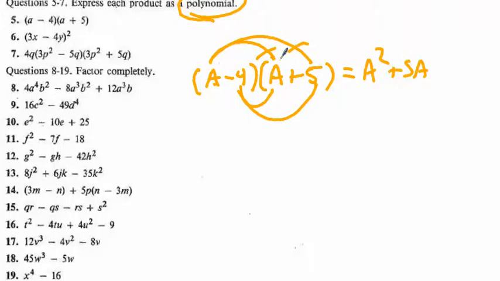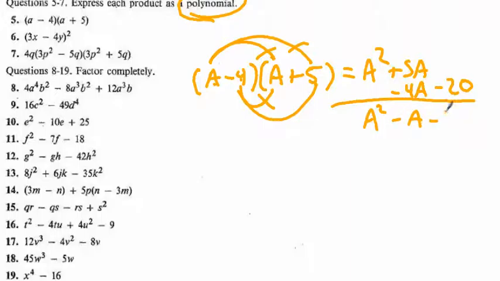Crossed it out because I did it. Negative 4 times a is negative 4a. Cross it out because I did it. Negative 4 times 5 is negative 20. And so let's combine the similar terms. I have no other a squareds. 5a minus 4a is just negative 1a, or minus a. And then we have no other constants. So there's my answer.